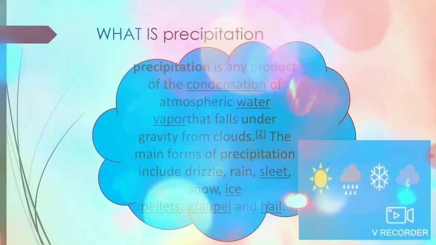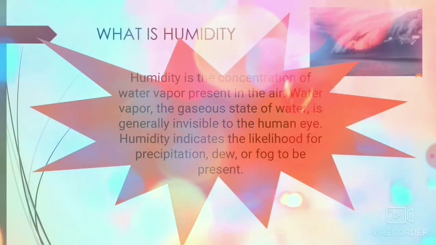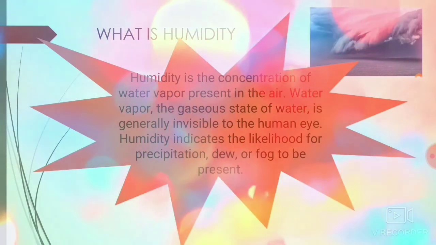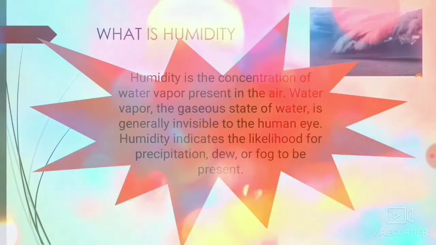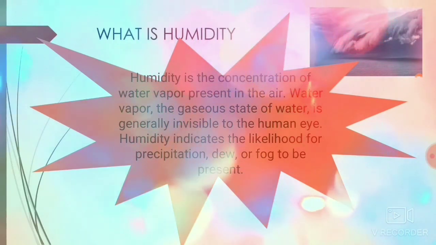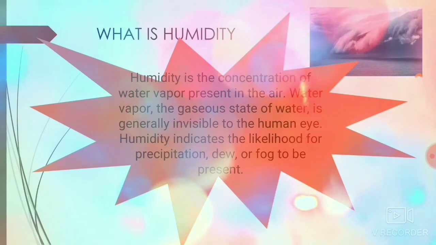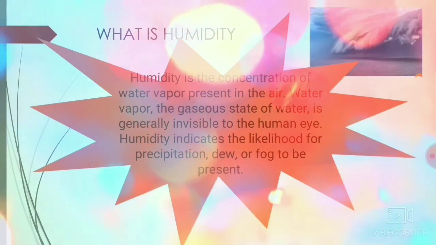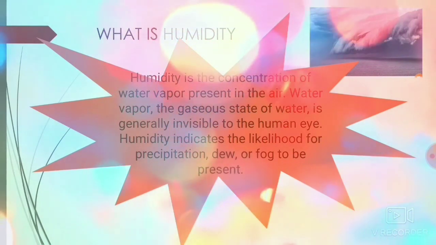And now let's learn about what is humidity. Humidity is the concentration of water vapor present in the air. Water vapor, the gaseous state of water, is generally invisible to the human eye. Humidity indicates the likelihood for precipitation, dew or fog to be present.